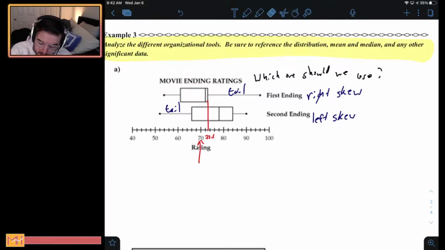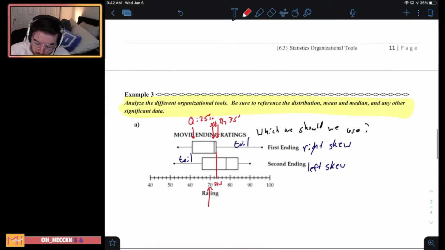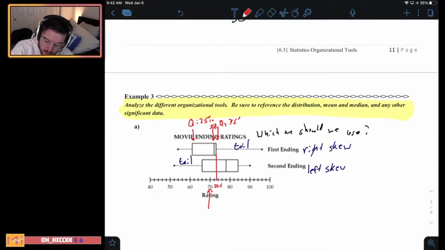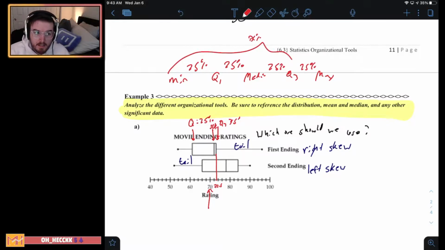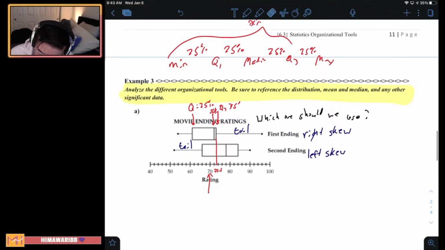But hold on a second. How do I know that's 75%? Well, Q1 is at 25%. And the median is always 50%. And then Q3 is always 75%, right? Because we broke it up into fourths. When you think of min, Q1, median, Q3, and the max, 25% of the data is here, another 25% is there, another 25% is there, and another 25% is there. So from min to Q3 is 75%. You with me on that?